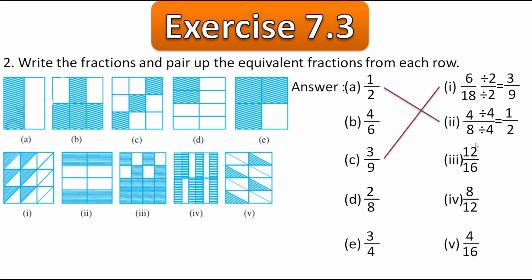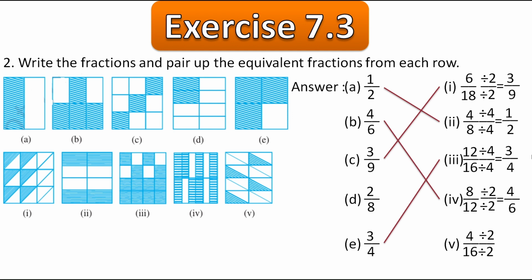Next, if I divide this 12 upon 16 by 4, I'll get the answer as 3 upon 4, which is equivalent to E. Next, if I divide 8 upon 12 by 2, I'll get the answer as 4 upon 6, which is equivalent to B. Now, if I divide this 4 upon 16 by 2, then I'll get the answer as 2 upon 8, which is equivalent to this one. So, here I matched both the rows.